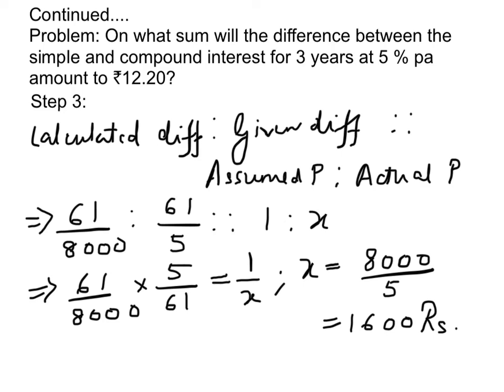So what we have done is we have just found out the ratio. So calculated difference is to given difference is equal to assumed principal is to actual principal. So calculated difference we found out from the compound interest and simple interest by considering the sum principal equal to 1. We got 61 by 8000. And given difference 12.20, we calculated it as 61 by 5. This should be related to this and this should be related to this. Therefore, we find out x which is equal to 1600 rupees.